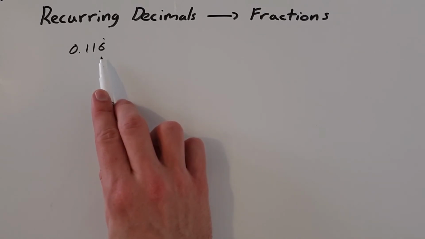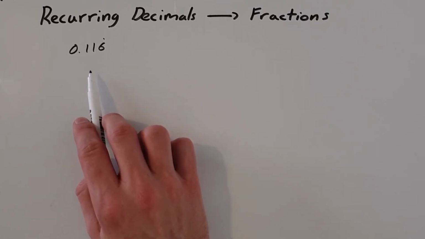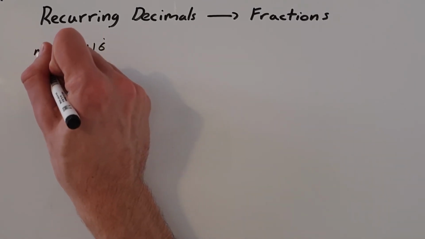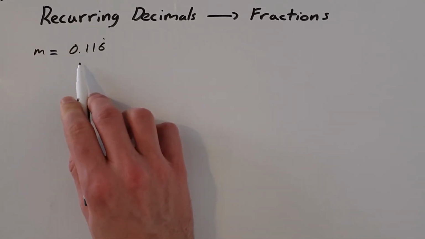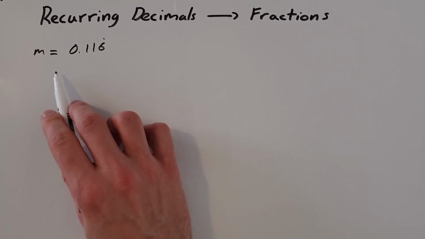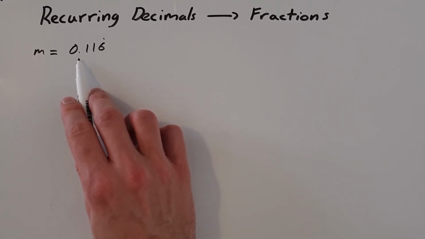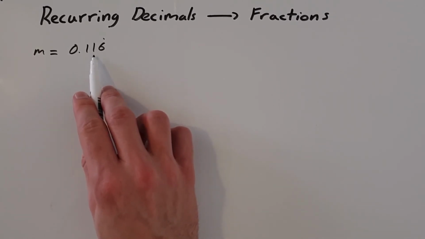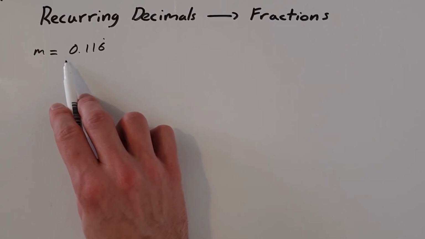The way we go about turning this into a fraction is very similar to the previous method, but slightly different. Just like the previous method, we'll name our decimal, so we'll call it m again. And we want to multiply this first by a factor of 10 that will move all of the non-recurring parts of the decimal to the other side of the decimal point.